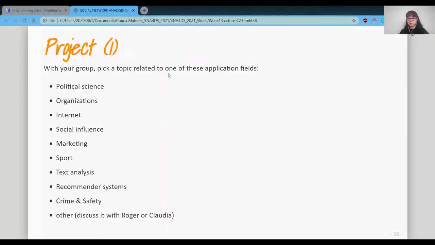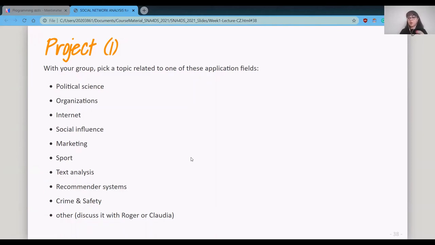For the project, within your group, you have a very nice conversation and you decide what you like. Just pick something that you like, guys, because if you hate it, you will hate working on it. So try to find something that inspires you. It could be political science, organization, internet studies, social influence, marketing, sport, text analysis, recommender systems, crime and safety, or anything else you want. But if it's something else, please talk to us, because we can tell you whether it's possible to do a project on that in a few months or whether it is more like a lifetime's work. So if you have other ideas, just have a chat with one of us.